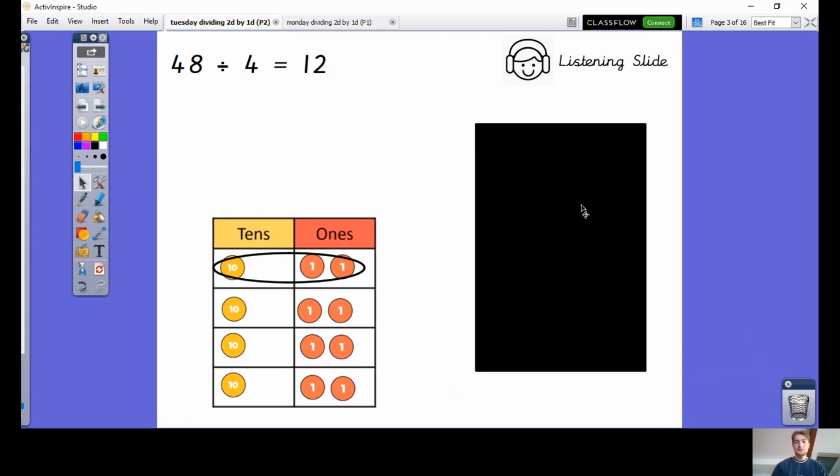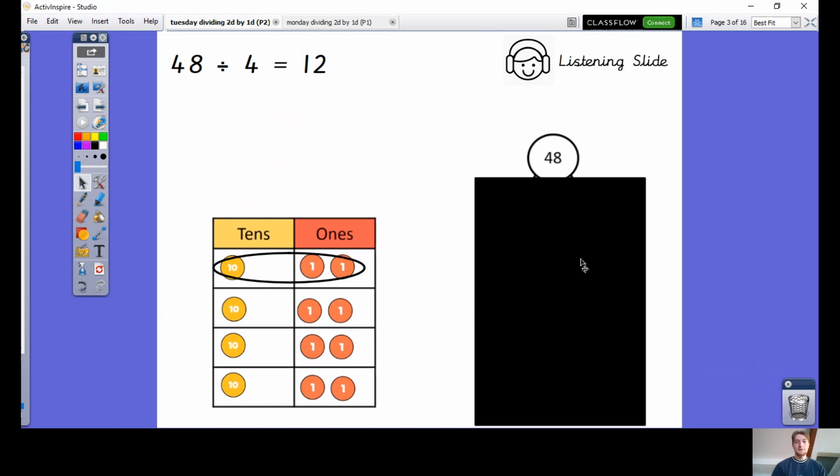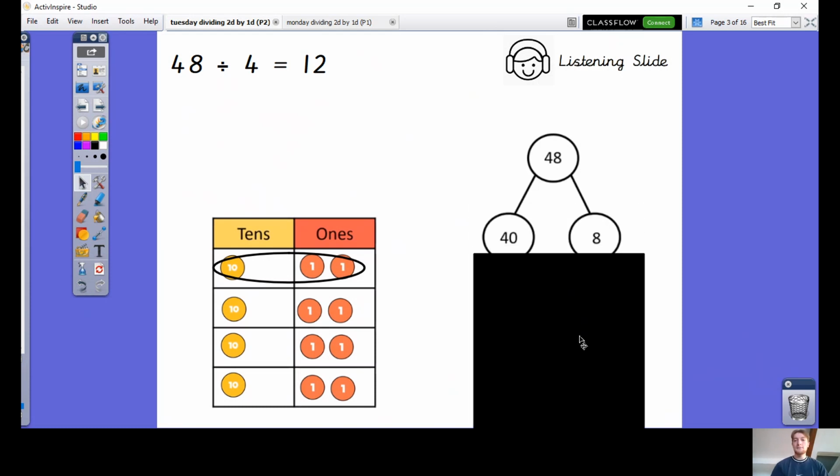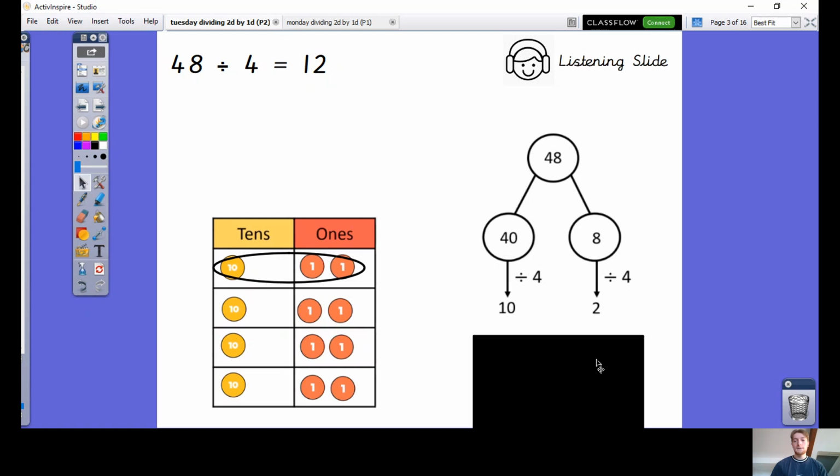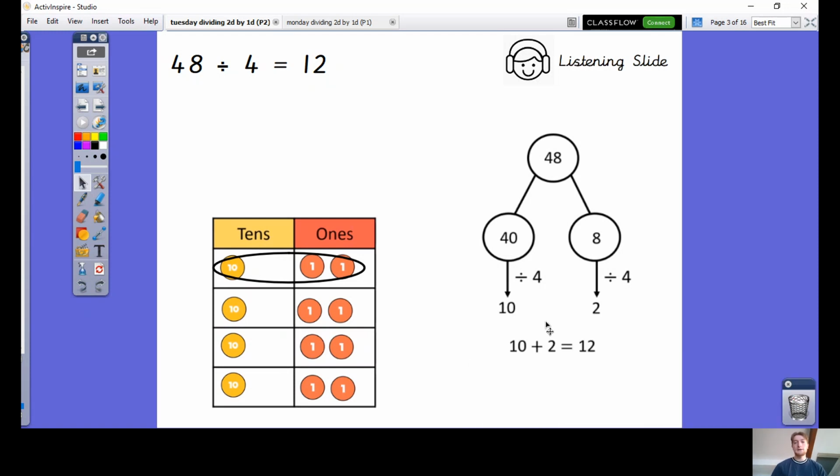This can also be answered by using partitioning. So firstly, I would take my two-digit number, which is 48, then partition it into its tens and ones, which is 40 and 8. Then I would divide each number by 4, because that's what it is in the main number sentence, which gives me 40 divided by 4 equals 10, 8 divided by 4 equals 2. Finally, I add those two together to give us our answer. 10 plus 2 equals 12, which is the same as our answer here.